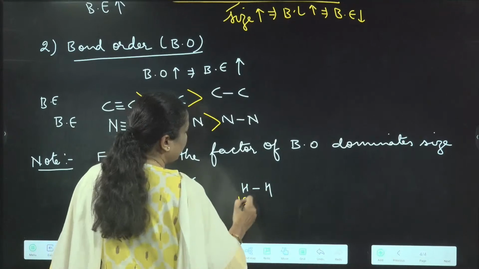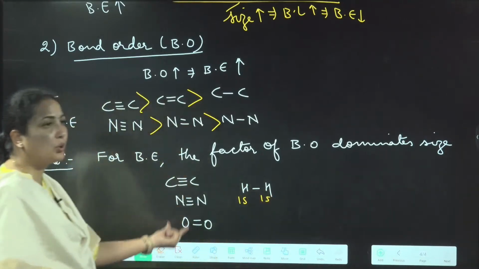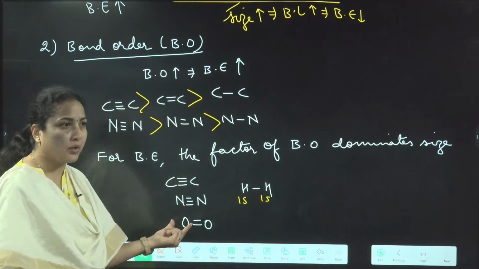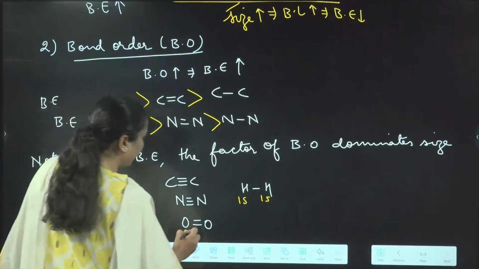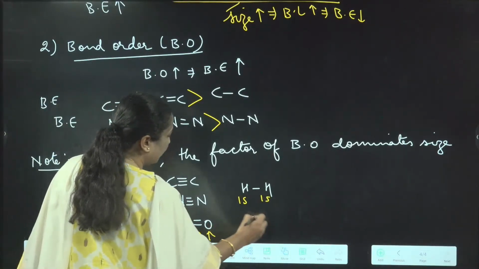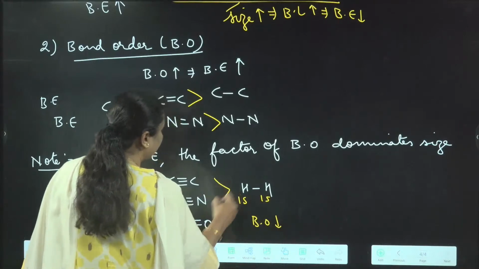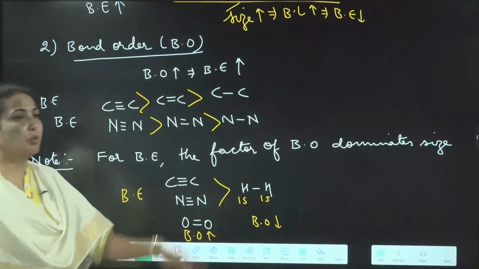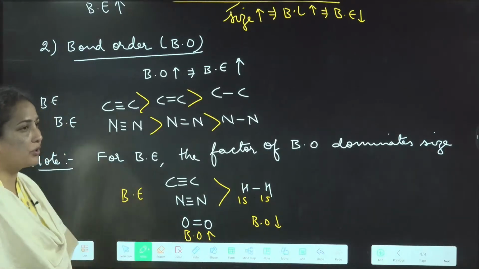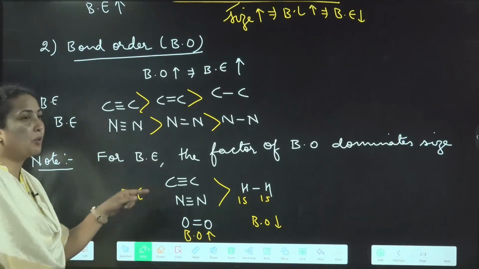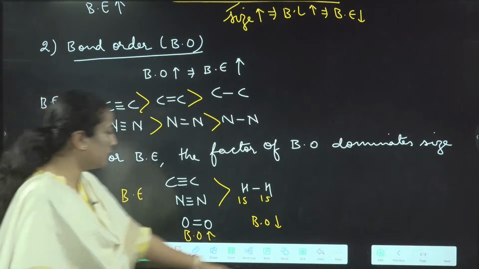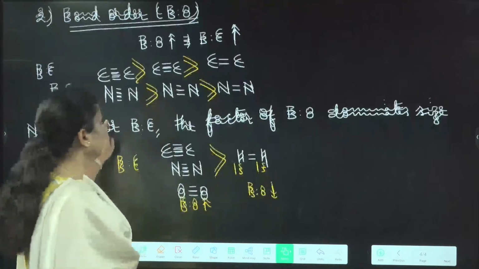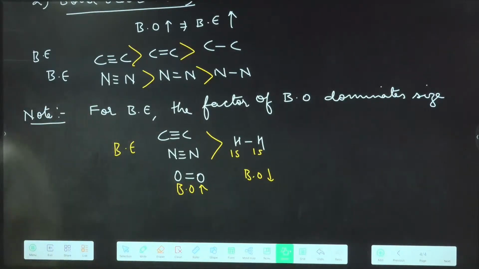If you are able to see, it is 1s, and definitely here 2. Second shell is getting involved, right? Even though here, are you able to see that bond order is high, here bond order is less, and because of that fact, the bond energy of these multiple bonded ones is more than the size factor of hydrogen. So for bond energy, bond order is the dominating factor. Please write this down, then we'll proceed further.